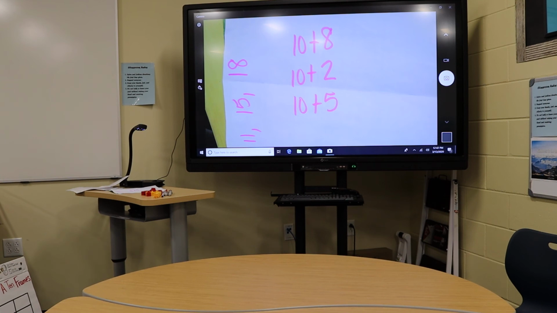Alright. Good job, table 1. Good job, table 2. Good job, table 3.